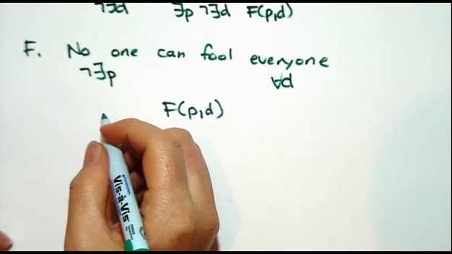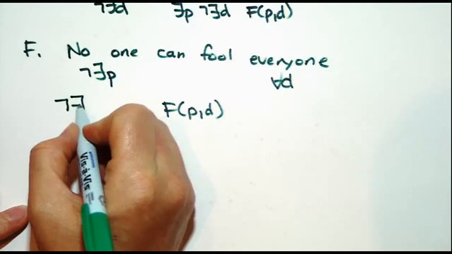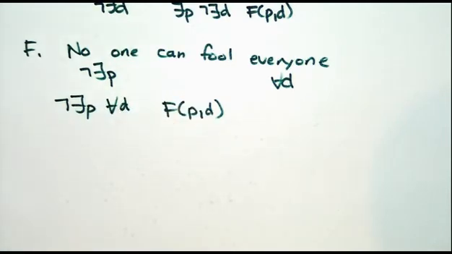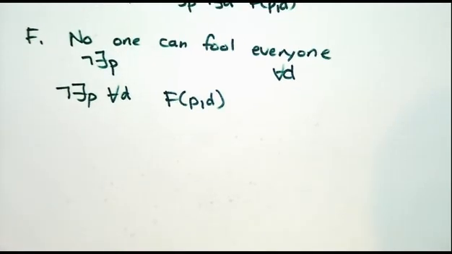Okay. So no one can fool everyone. Same order as the English. The other thing you can do is write the statement for someone can fool everyone and then put a not on it, right? So if the English sentence has a not on it, like at the beginning, you know the opposite, which is a positive statement that doesn't have a not, and then just put a not on the front, which is pretty much what this is anyway.